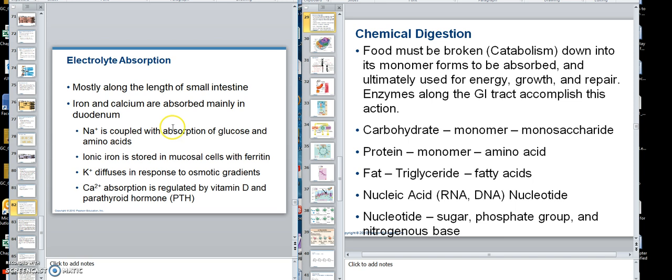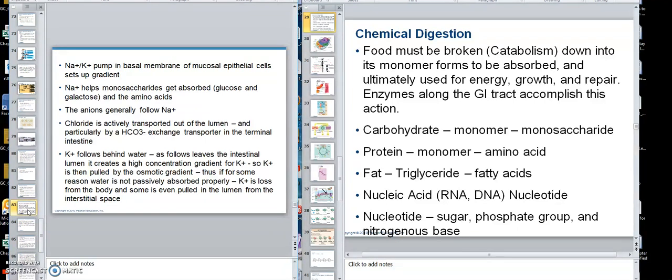See, that opens up a story because calcium, remember, parathyroid hormone works with calcium. Okay. For iron, we have ferroportin, and different things. So it gets a little more detailed, but again, we're looking at the overview. Ionic iron is stored in mucosal cells with ferritin. We talked about that when we did the iron. Vitamin D and PTH. Okay, so really this ties in. If you go back and look at your other notes. Okay, we already talked about the sodium potassium pump. That's what sets up the gradient for all of these things to do secondary transport.